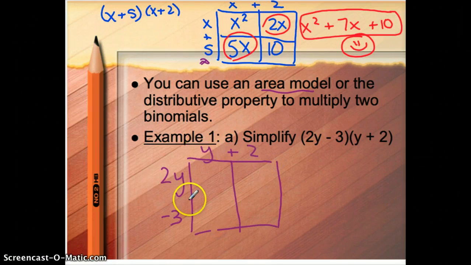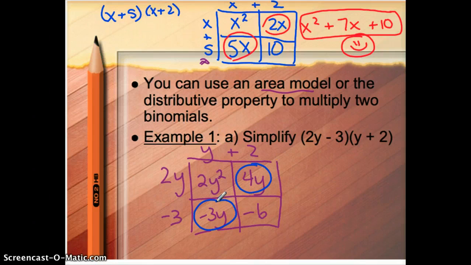I'm going to draw my lines to separate the regions into places that I can easily multiply. So I know 2y times y is 2y squared. 2y times 2 is 4y. Negative 3 times y is negative 3y. Negative 3 times 2 is negative 6. Again, I want to combine all my like terms. They show up right here. That's 1y. So I've got 2y squared plus y minus 6. That's the way to simplify that expression from before.